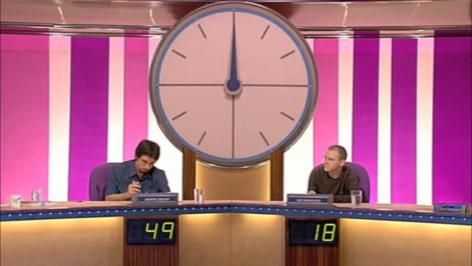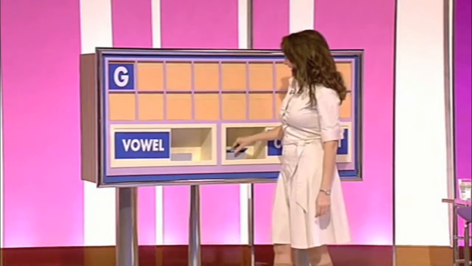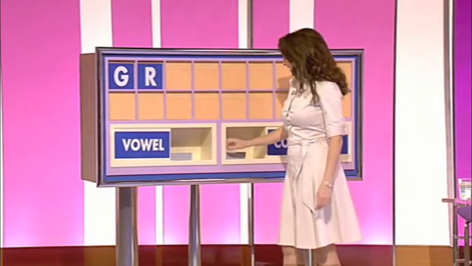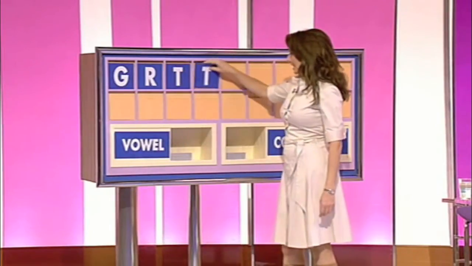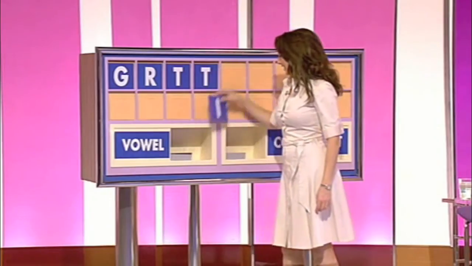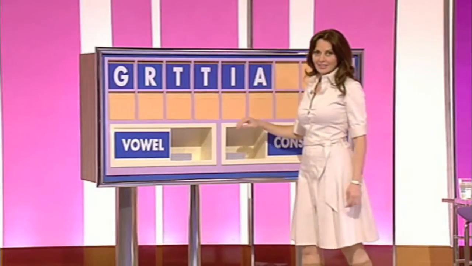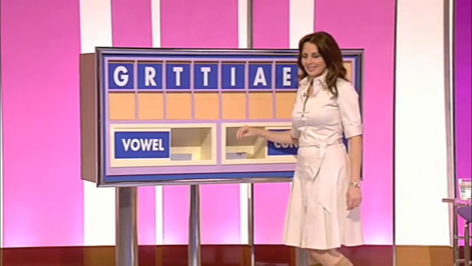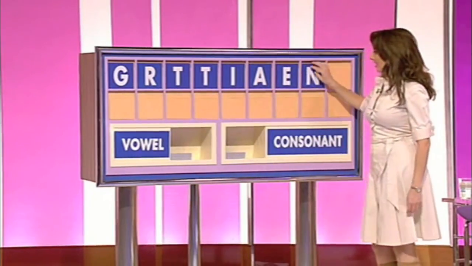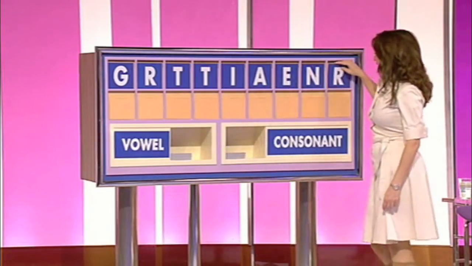Martin's got that healthy lead. Lee, see what you can do this time, please. Consonant, please. G. And another one. R. And again. T. And a fourth. T. And a vowel, please. I. And a second one. A. And again. E. Consonant. N. And a consonant. And R. And here's a clock.